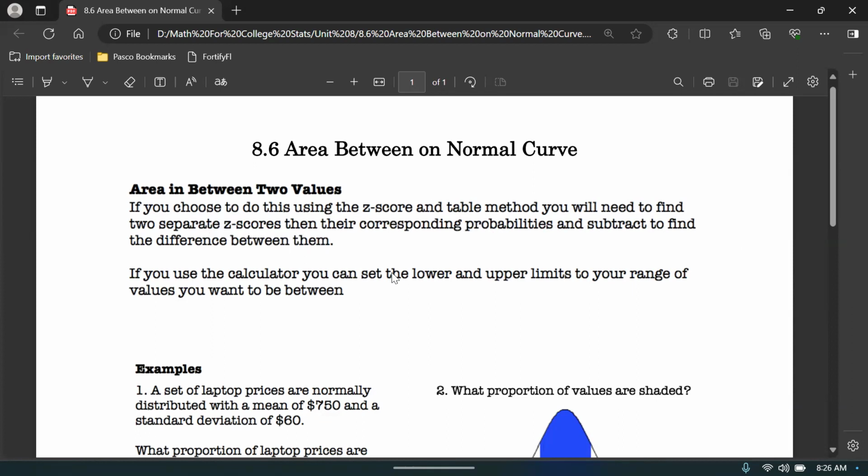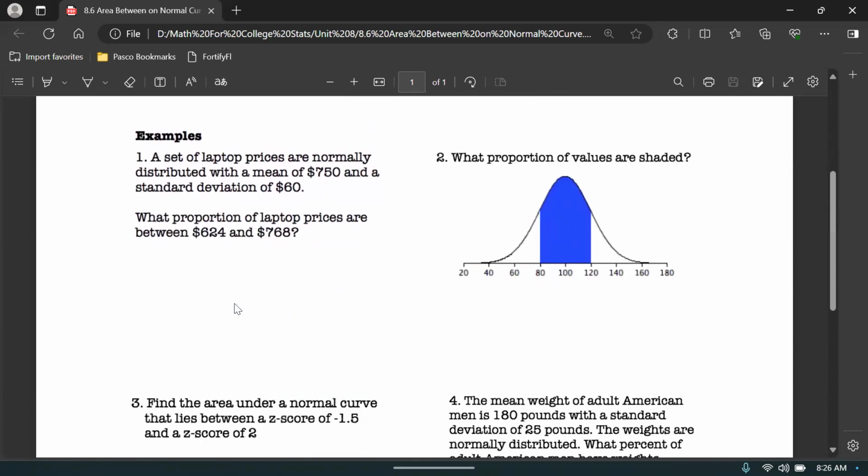If you use the calculator, you can set the lower and upper limits to the range of values you want to be between. All right, we got this. So number one, a set of laptop prices are normally distributed with a mean of 750 and a standard deviation of 60. What proportion of laptop prices are between 624 and 768?